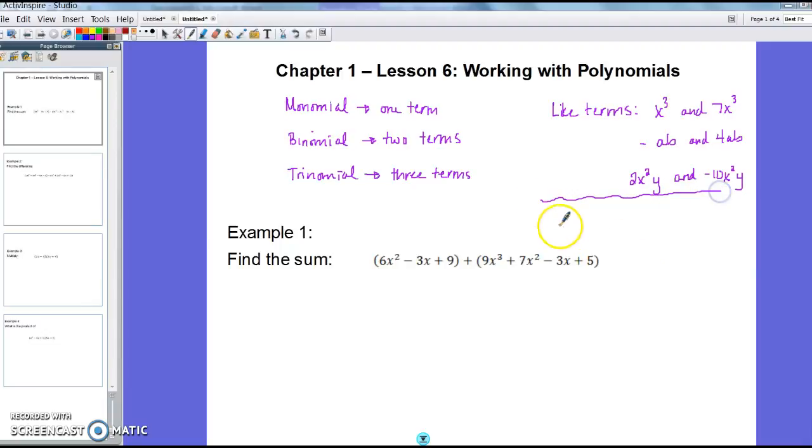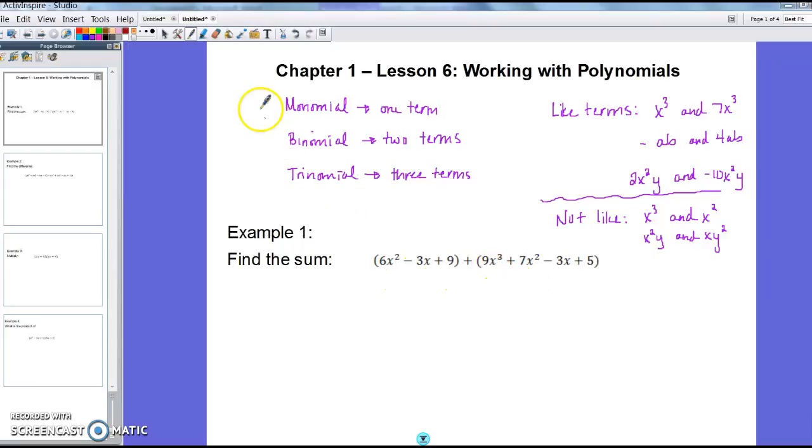Terms that would not be like terms would be something like x cubed and x squared, or x squared y and xy squared. Those are not like terms because even though these both have x's, they don't have the same exponent. Same down here, even though they both have x's and y's, the exponents are not the same. So you can only add and subtract like terms, and that means same variable with the same exponent.